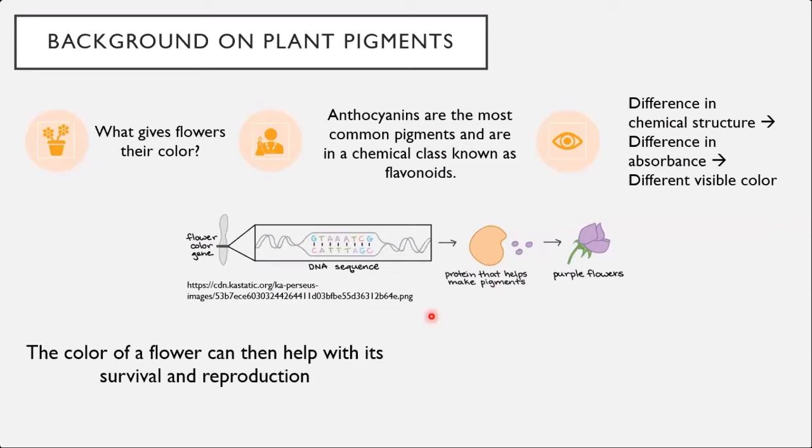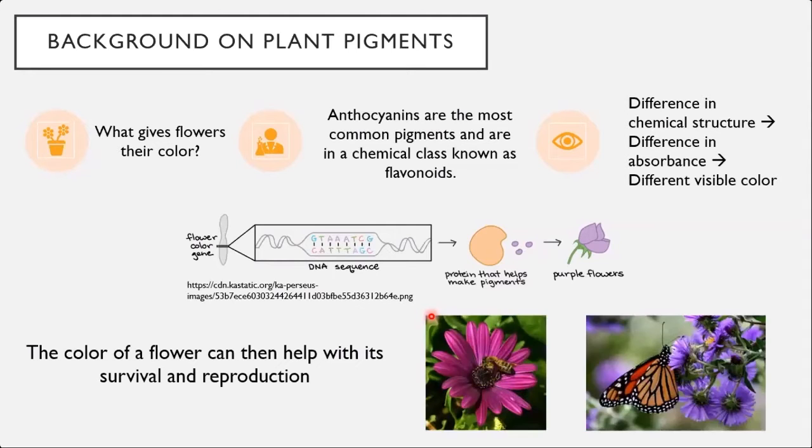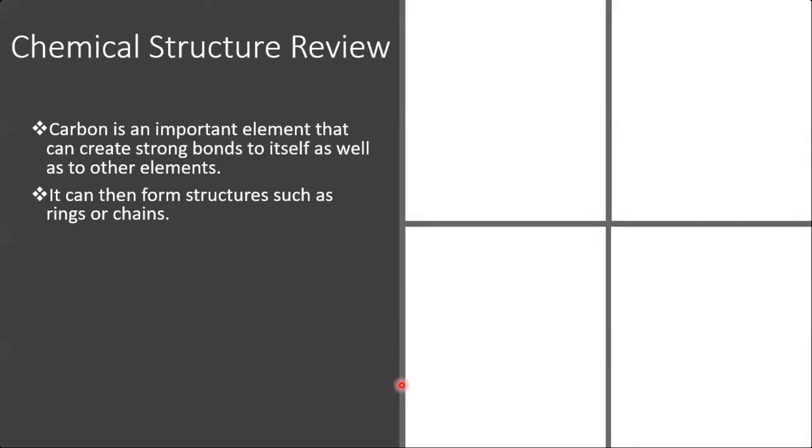The color of a flower can be very useful for its survival and reproduction. As you can see, insects land on them and are then able to carry the pollen to other flowers and help them reproduce.